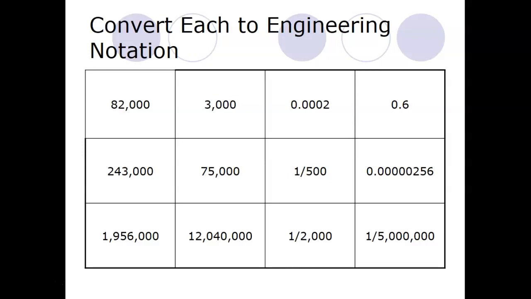The number in front must fall between 1 and 999, and it must be a multiple of 3 in the exponent. Does everybody see how I did that? Are there any questions? Have I managed to completely mystify everybody?